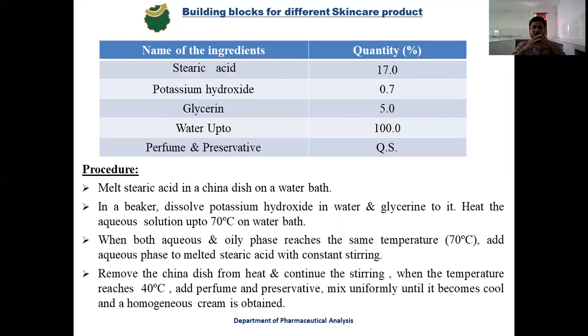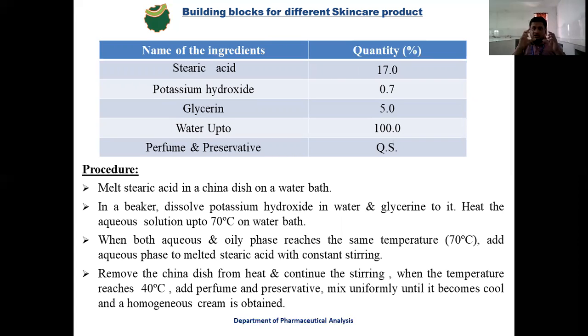And now coming to the formulation. It is very common that all vanishing creams have stearic acid, potassium hydroxide, glycerin, water, perfume, and preservative. Now you see that stearic acid will be there. Glycerin is used as a humectant. Now, what is the use of potassium hydroxide here?